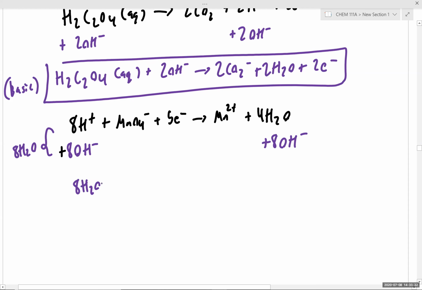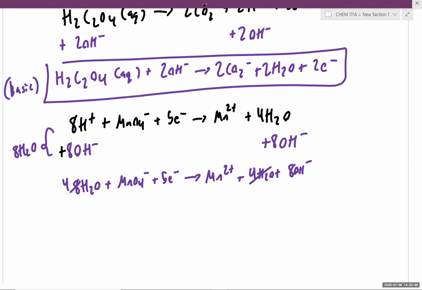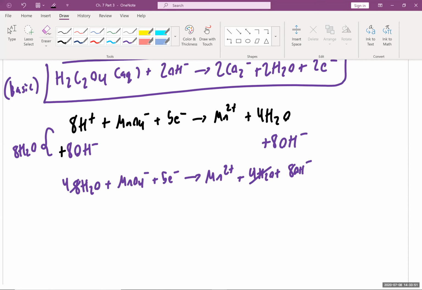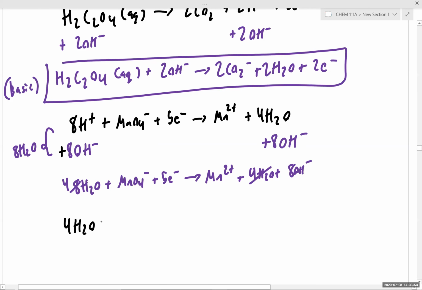We have 8 H2O plus MnO4 minus plus 5 electrons leads to manganese 2 plus 4 H2O plus 8 OH minus, and we can cancel 4 waters from each side. And that now gives us the following chemical equation. We have 4H2O plus MnO4 minus plus 5 electrons leads to manganese 2 plus 8 OH minus.